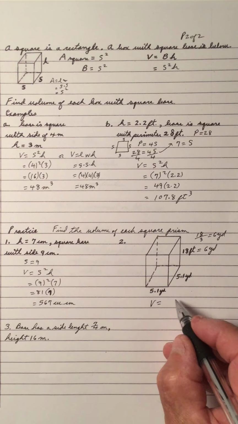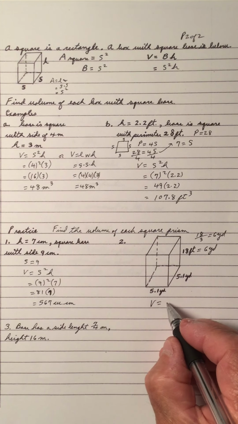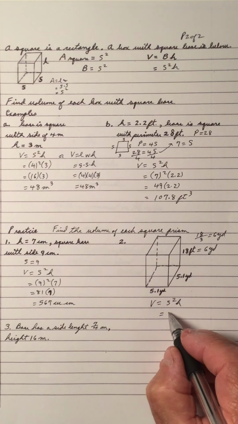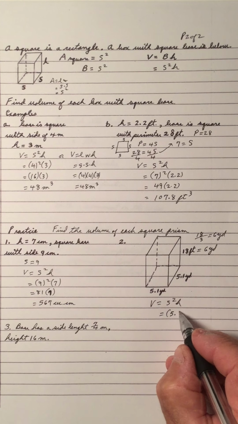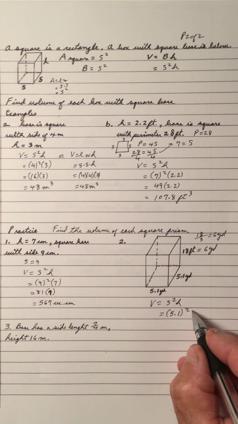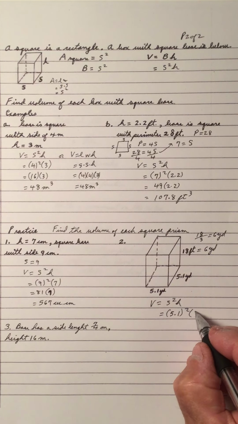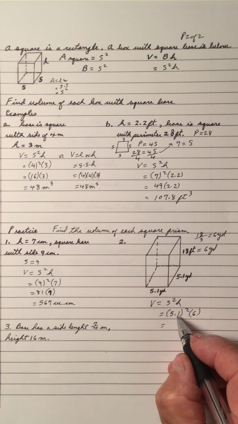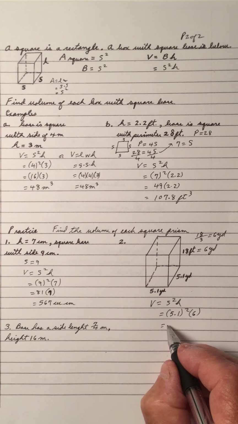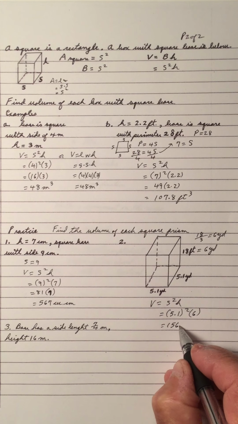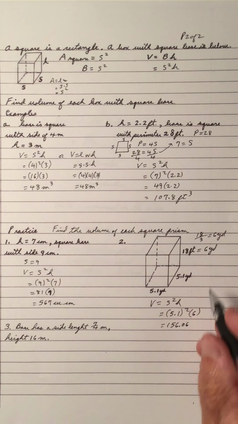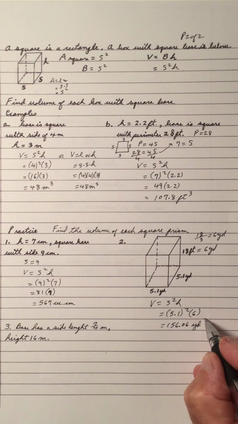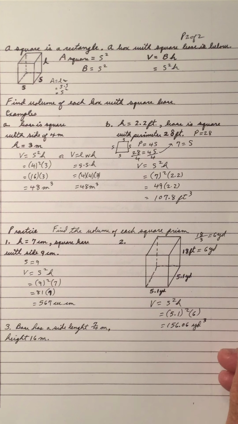So the volume of a square prism is S squared H. So that leaves 1.5 squared times the height of 6, and 1.5 squared times 6 on your calculator gives you 156.06, and it's yards. So we have yards cubed because the volume is 3 dimensions.